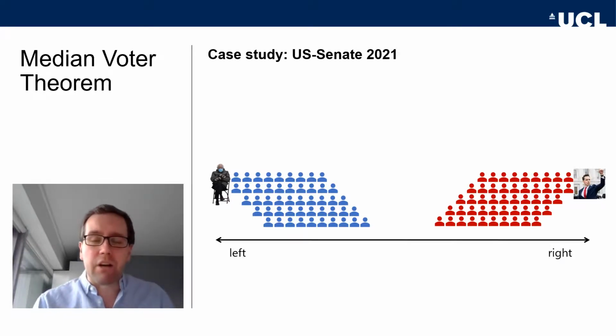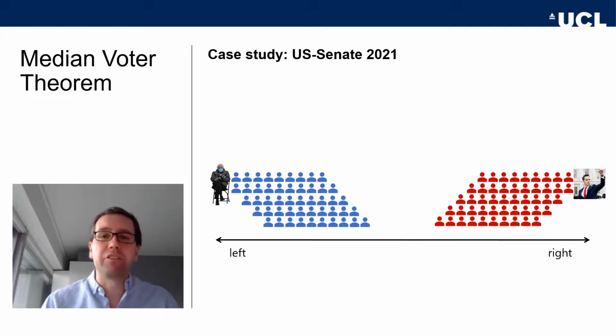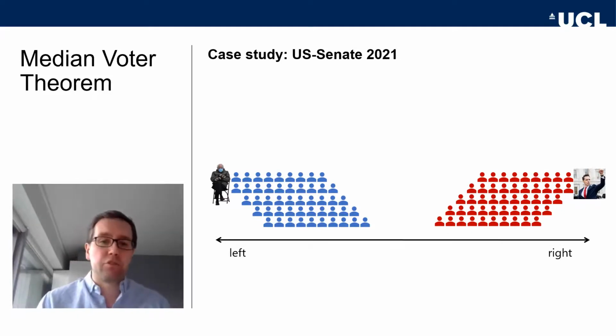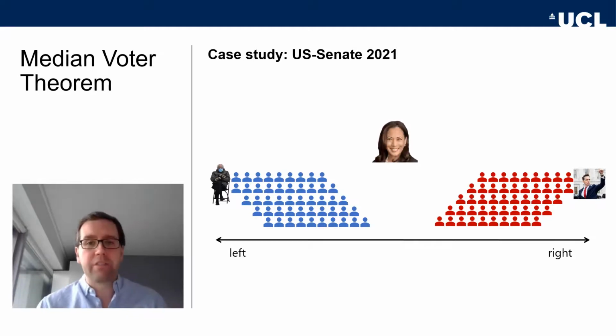So what happens now? If you followed the coverage closely, you know that the Democrats won the Georgia runoffs, and there's now a 50-50 tie in the Senate. What happens if there's a tie? Well, the president of the Senate, the vice president, gets to be the tiebreaker. So Kamala Harris will decide the ties.